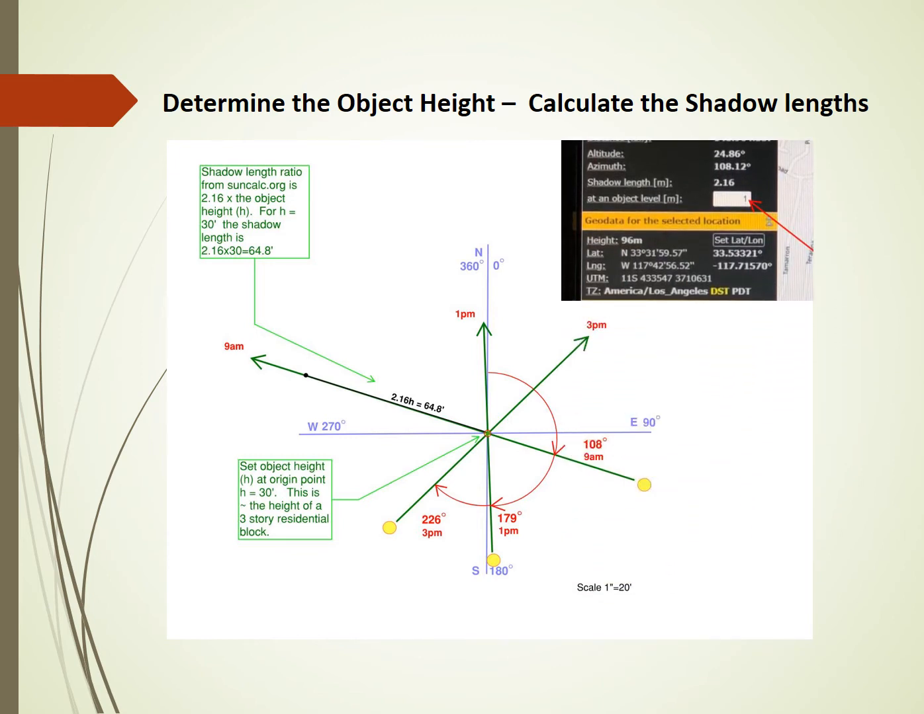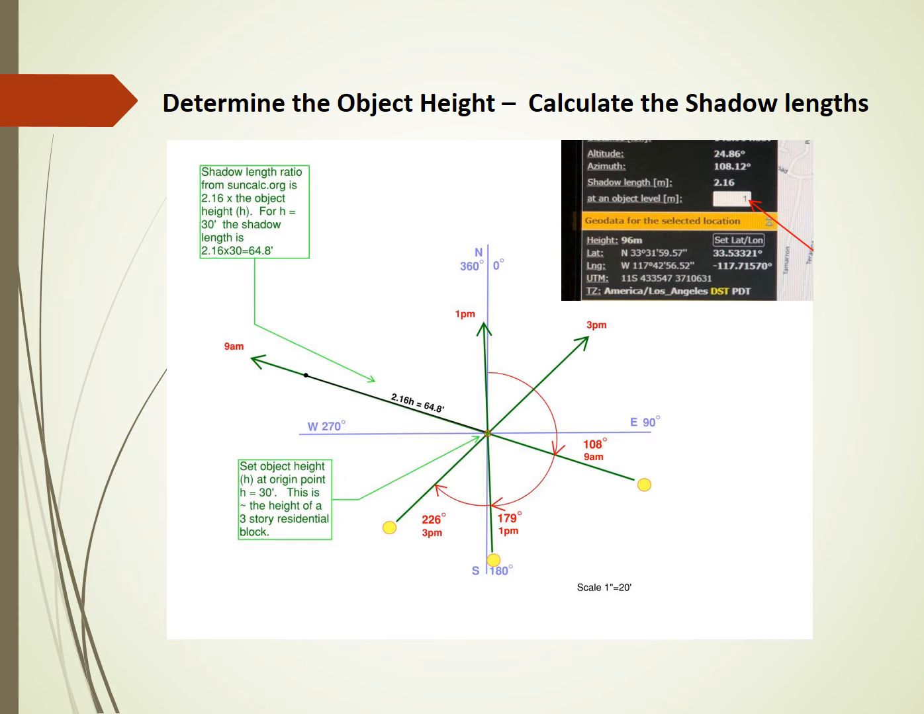Go to your SunCalc images and note the 9 AM shadow length is 2.16 times the object height. So the H is the object height. So H is 30 feet, so 2.16 H equals 2.16 times 30 equals 64.8 feet. Draw a line 64.8 feet long along the 9 AM line from the origin.